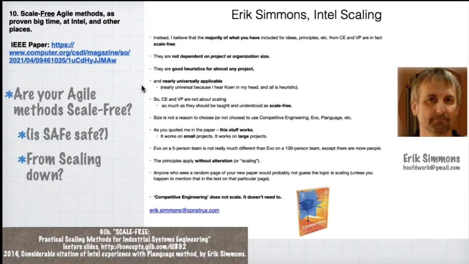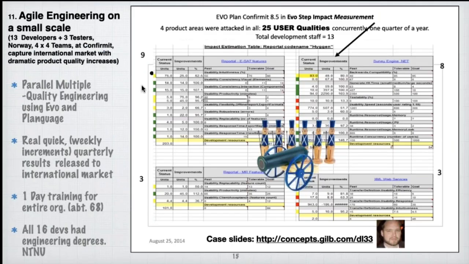and very large scales. That means the air traffic control system for Europe or something like that, which we in fact have worked on. Okay, so there's an interesting idea. Scale free is a possibility and is an alternative to SAFe. And by the way, it's free. The methods are essentially free. Anybody can adopt them. Here's a simple example of agile engineering on a small scale.